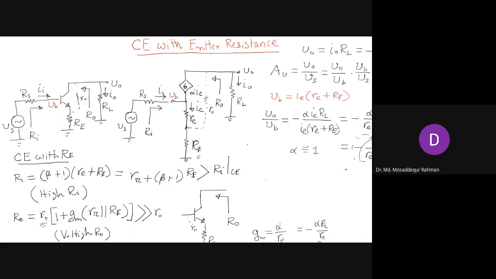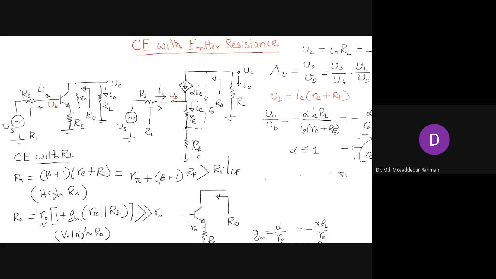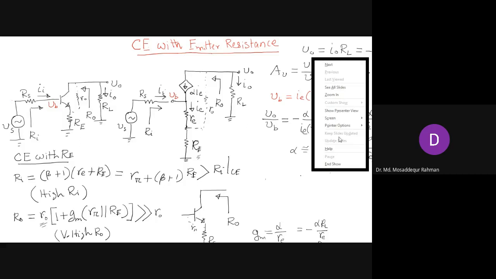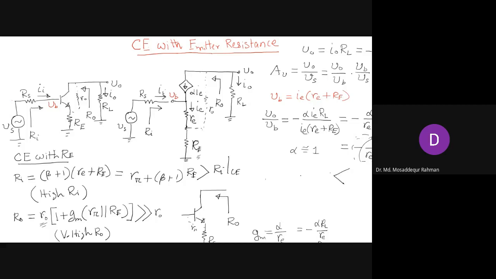That's okay. So what we see is that for common emitter without RE, obviously when this denominator gets smaller, the overall gain will increase. So this we can say is the opposite. So that will be less than the gain of the common emitter.